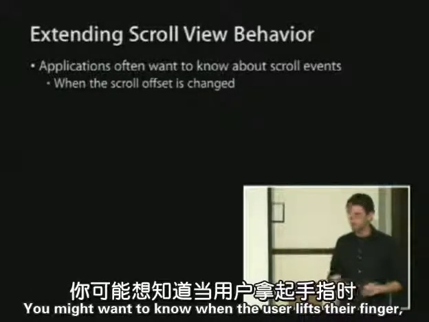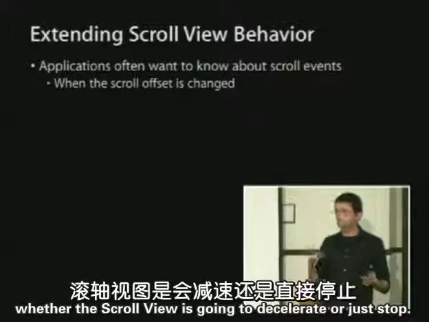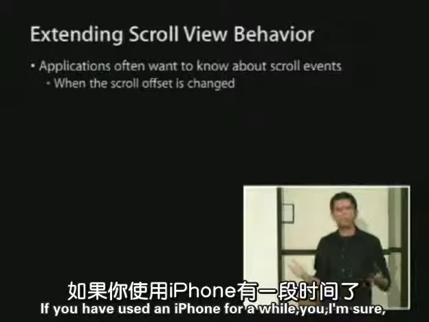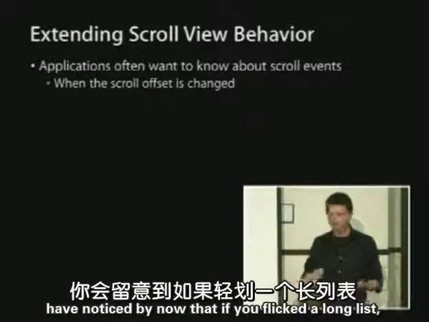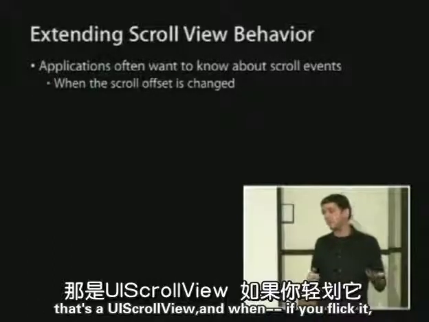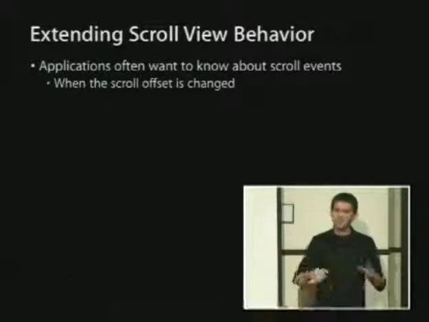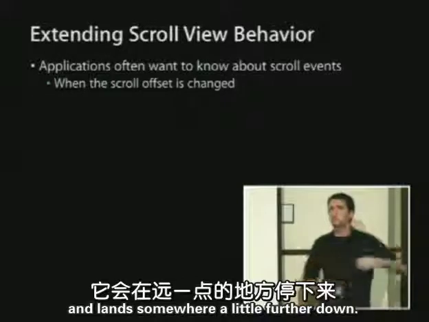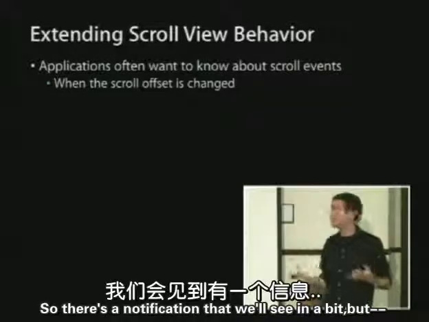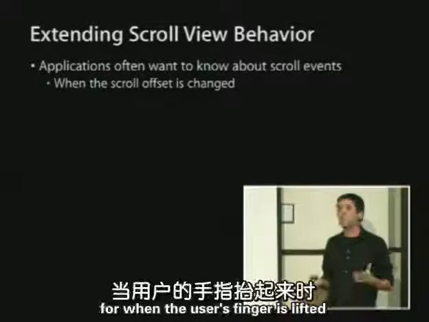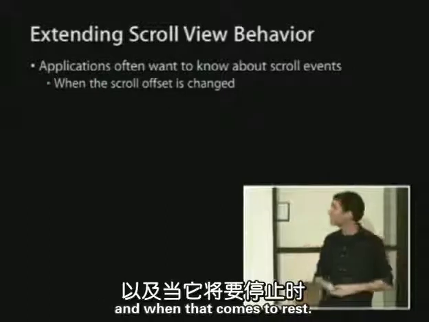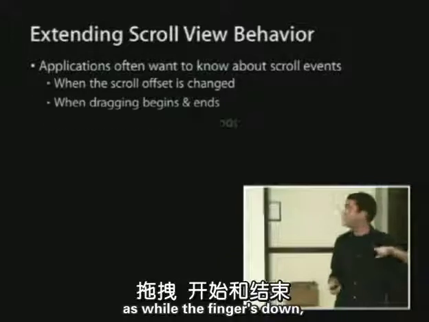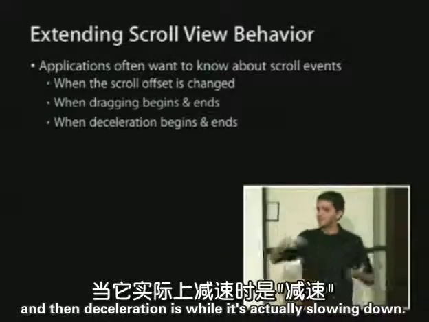You might want to know when the user lifts their finger, whether the scroll view is going to decelerate or just stop. If you have used an iPhone for a while, I'm sure you have noticed by now that if you flick a long list, that's a UIScrollView. And if you flick it, it doesn't come to rest immediately. It actually decelerates and lands somewhere a little further down. So there's a notification that we'll see in a bit for when the user's finger is lifted and when that comes to rest. So dragging beginning and ending is while the finger's down, and then deceleration is while it's actually slowing down.